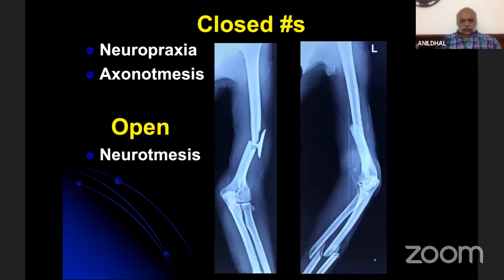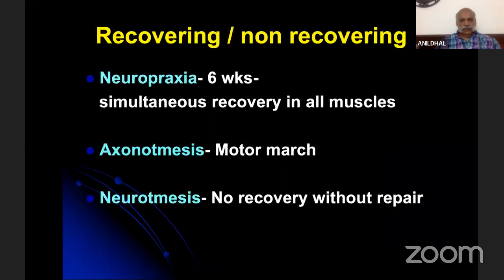It is also pertinent to remember, or revise again, that closed fractures anywhere in the body usually cause lesions in continuity, predominantly neuropraxia or axonotmesis, and open fractures have the propensity to cause neurotmesis lesions. So in this particular patient, there was no fracture. It was an open injury caused by a sharp blade wire. So we labeled it as a neurotmesis.